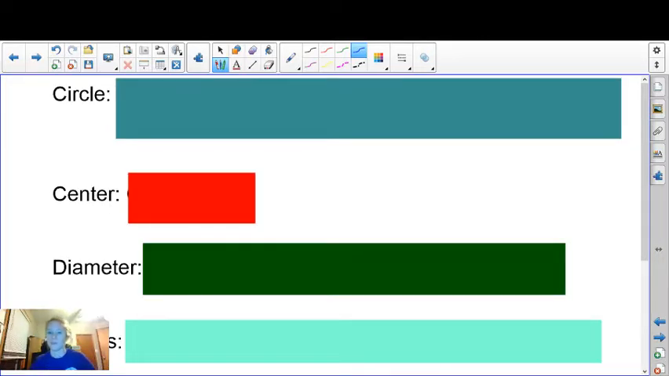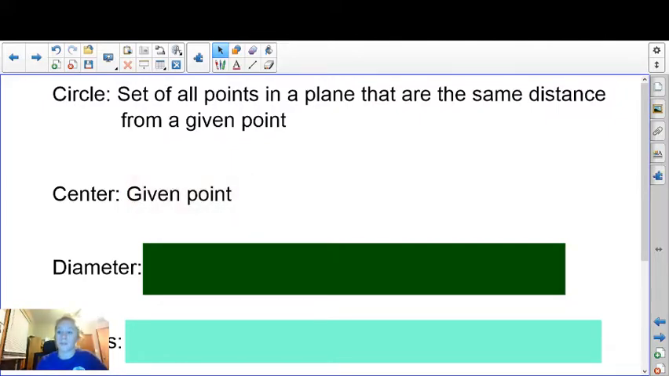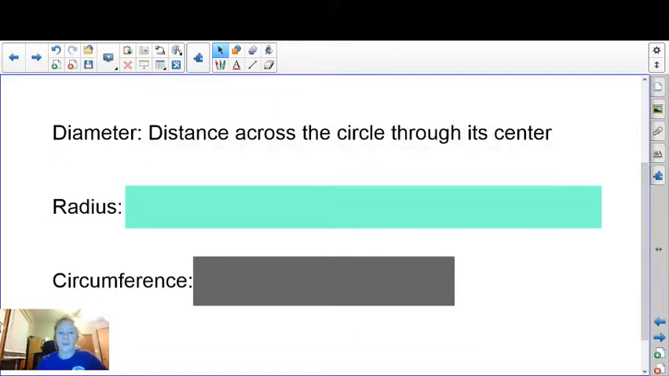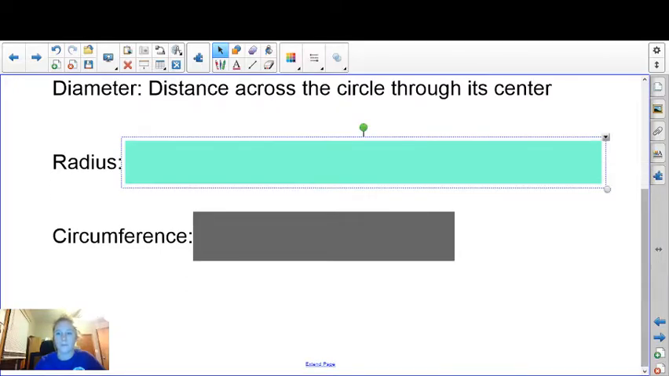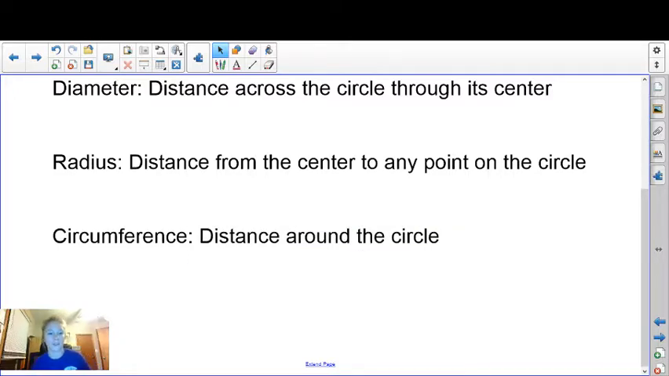All right, some definitions that we need to discuss. So a circle, what is a circle? It's a set of all points in a plane that are the same distance from a given point. The center is that given point. The diameter is the distance across a circle through its center. Radius is the distance from the center to any point on the circle. And the circumference is the distance around.